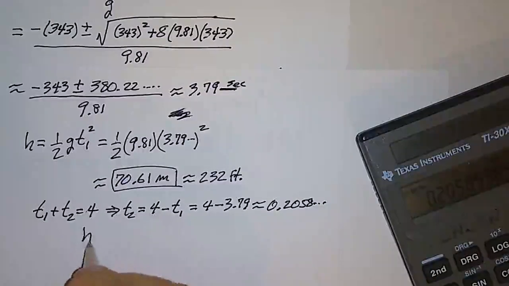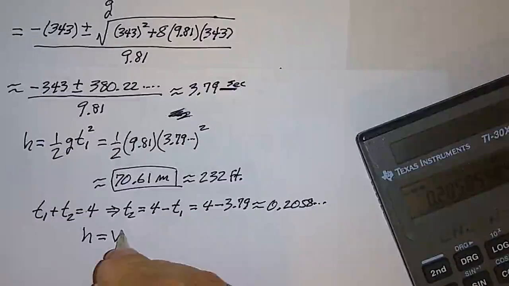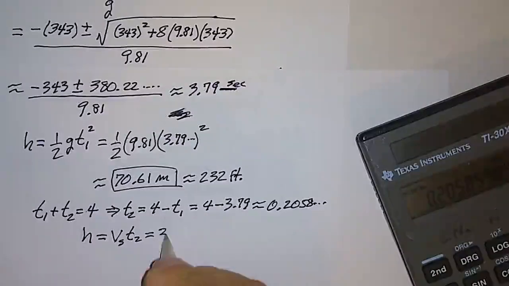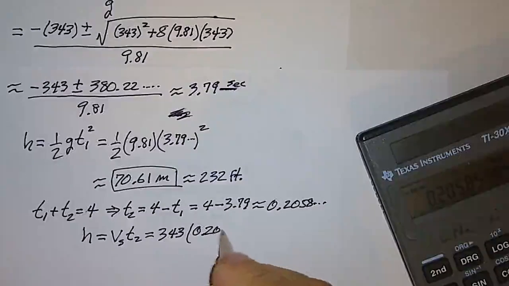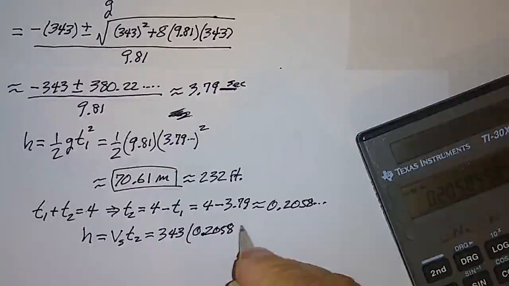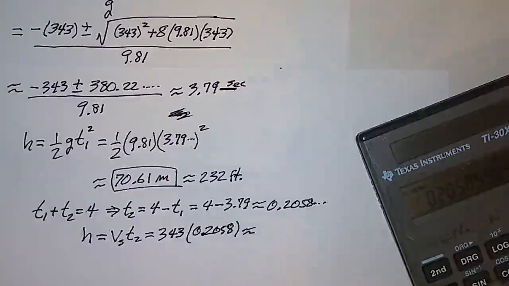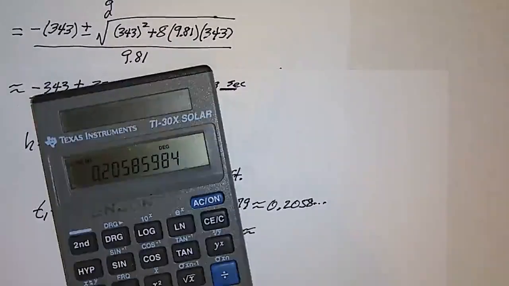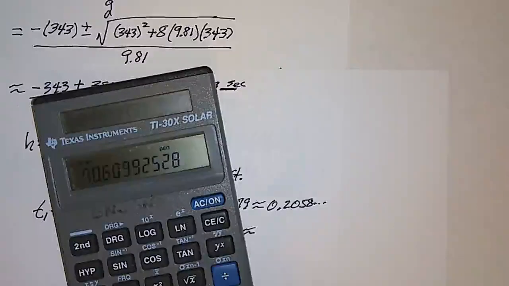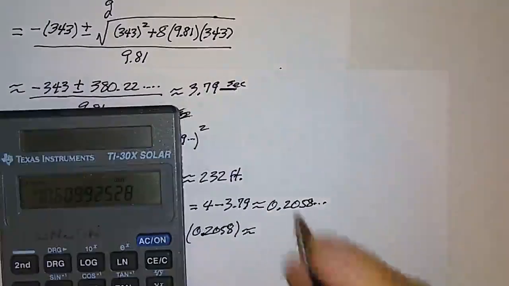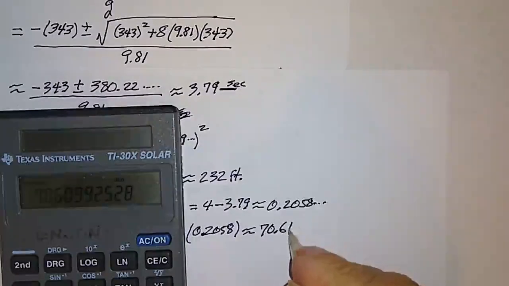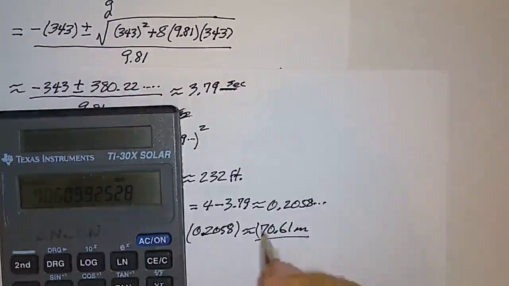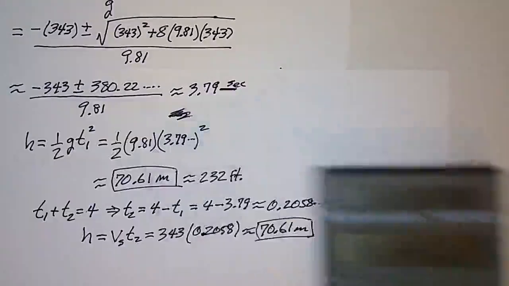So then h is also equal to the speed of sound times T2. So that's equal to 343 times 0.2058. And that's approximately equal to, okay, times 343 equals, and lo and behold, that's equal to 70.61 meters. Same thing. And that's one way to solve this problem.